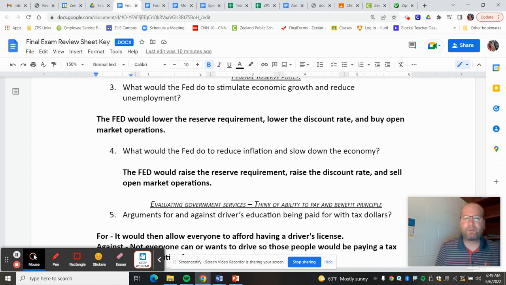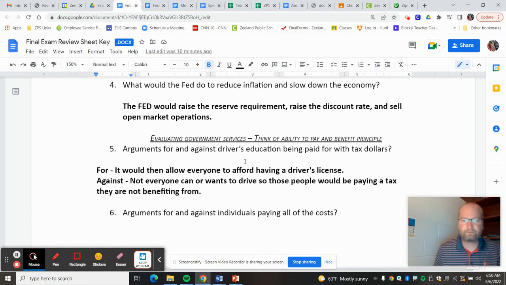Federal Reserve policy. What would the Fed do to stimulate economic growth and reduce unemployment? The Fed would lower the reserve requirement, lower the discount rate, and then they are going to buy open market operations from us, so that we have money in our hands, in our pockets. And they'll do the opposite if they want to reduce inflation and slow down the economy. They're going to raise the reserve requirement, raise the discount rate, and then sell open market operations.